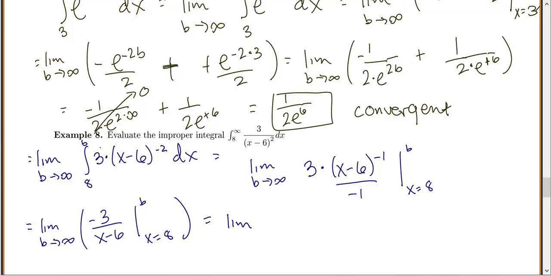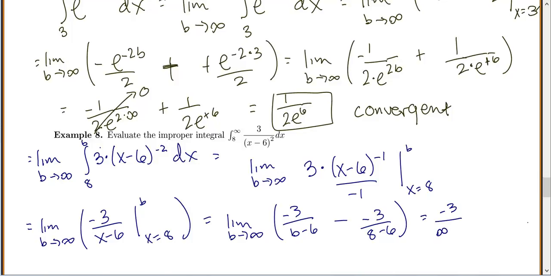So we still have the limit. Let's plug in the b, so negative 3 over b minus 6 minus negative 3 over 8 minus 6. Okay. Now we can plug in our b's, negative infinity, so we're going to have our positive infinity, negative 3 over infinity minus 6. Minus and minus, this is going to be plus 3 over 8 minus 6 is 2.